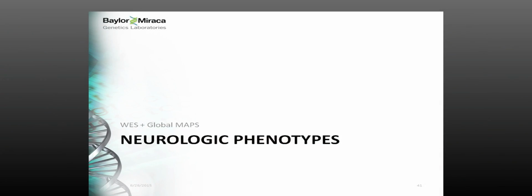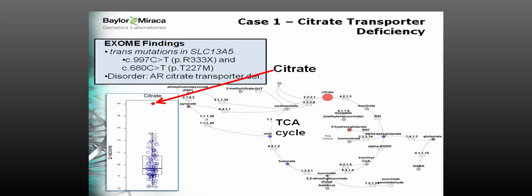So I'm going to now move on to talk a bit about our experience with using this to try to validate variants of uncertain significance that we're finding on whole exome sequencing. These, as you're going to see, are mainly neurologic phenotypes, which is probably not terribly surprising. This is an example of citrate transporter deficiency.